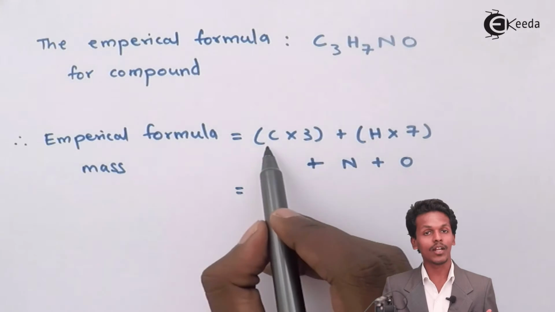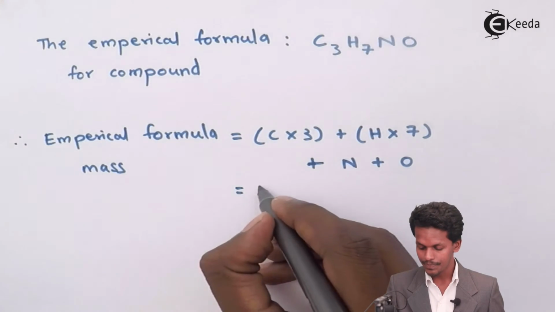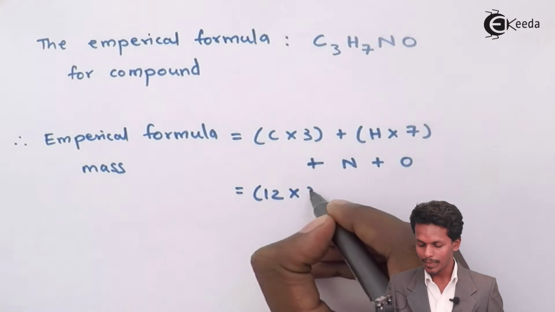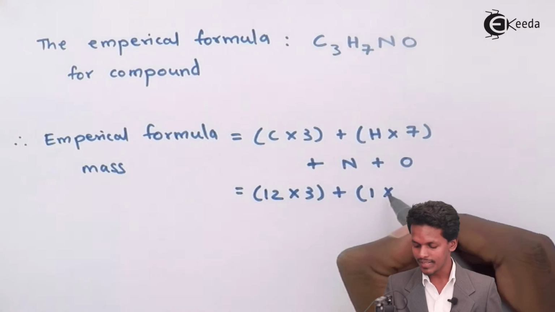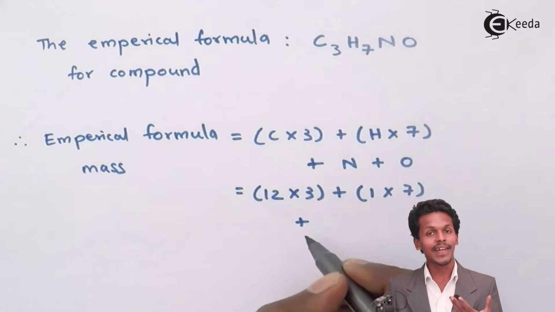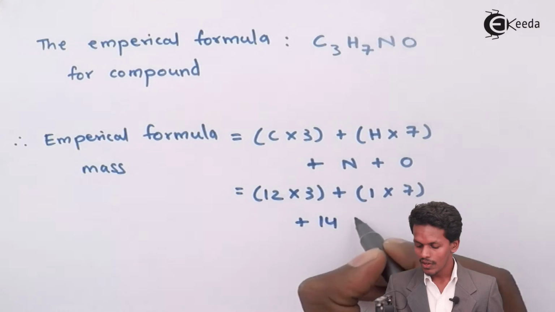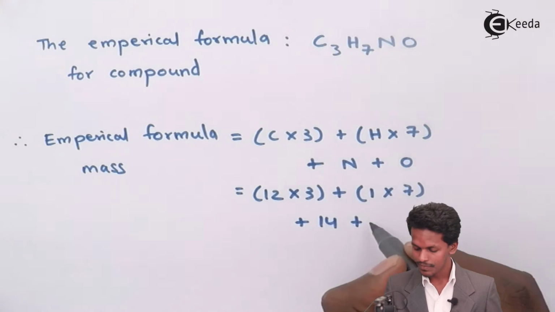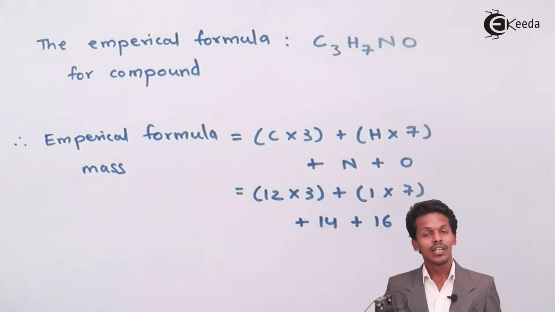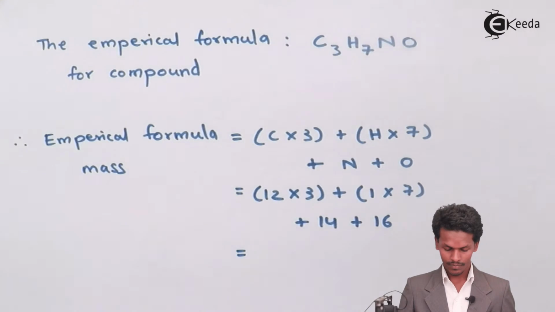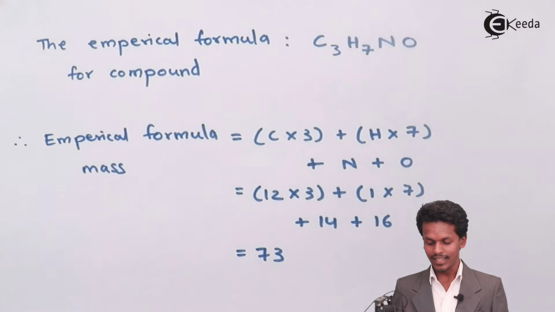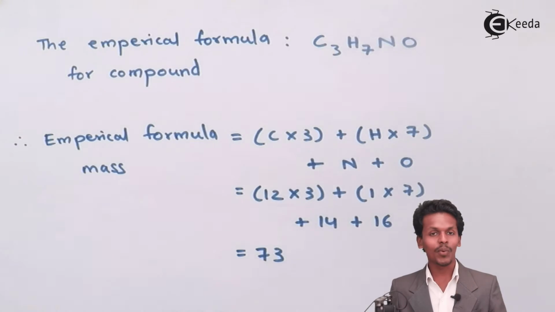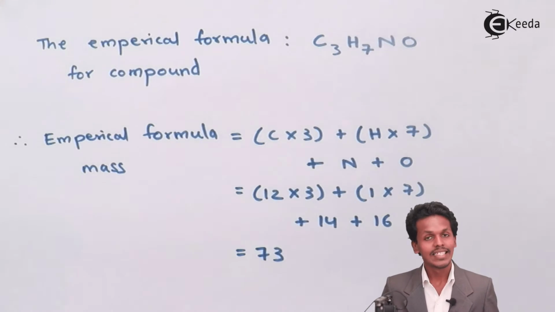For carbon, we know the atomic mass is 12, so 12 multiplied by 3, plus hydrogen, the atomic mass is 1, multiplied by 7, while nitrogen is 14 and oxygen is 16. If I calculate this, let us see what answer we get. We have got the answer as 73. So this is the empirical formula mass, 73.